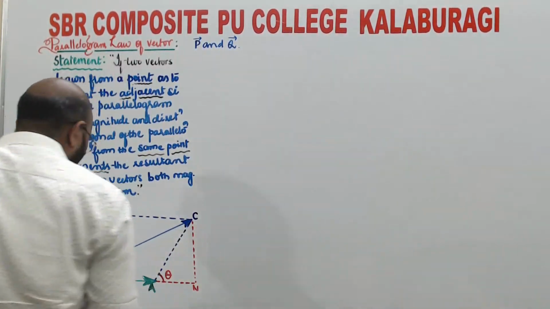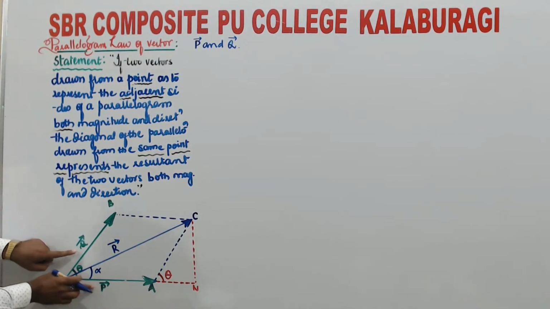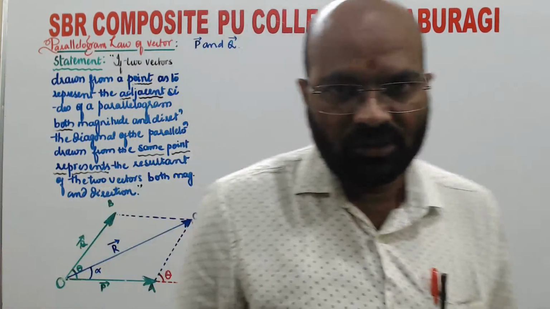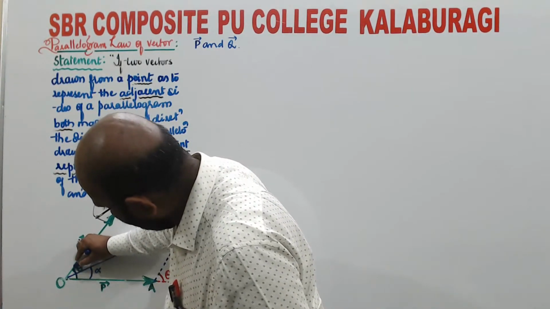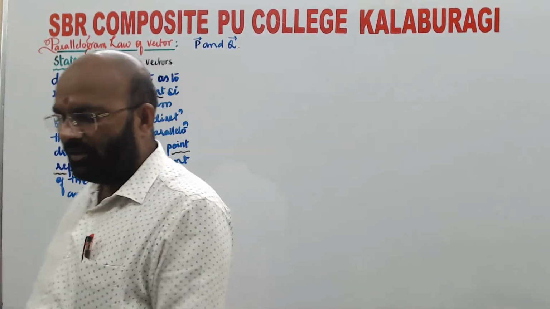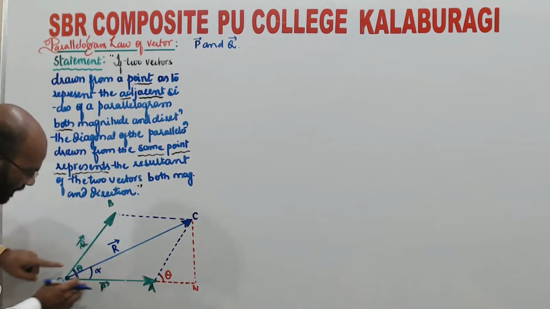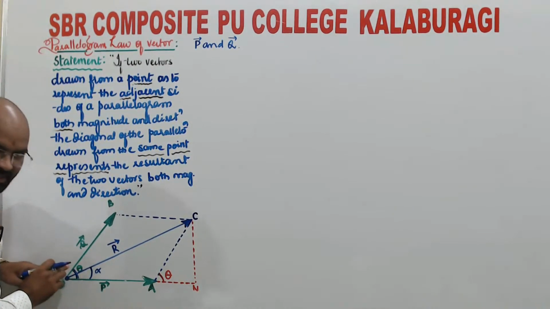Say this is vector P and this is vector Q, the two vectors which we are going to consider, and both are inclined. The angle of inclination between the two vectors is theta. Say O is the position of a particle on which these two vectors are acting, so it makes an angle theta over there.